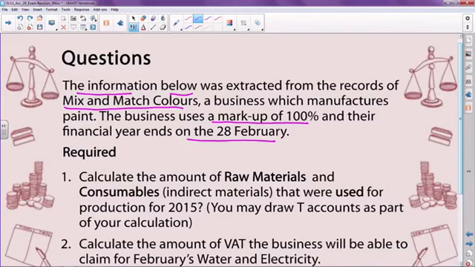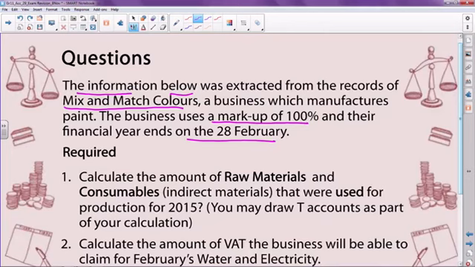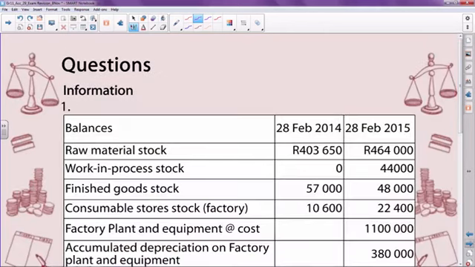Okay, so guys, very, very important. In the information that I've just read out, they've given me markup as well as the financial year end. So remember, when you are reading through your exam paper, and this is absolutely important, while reading, use your pen or your highlighter and highlight the necessary or the important information. Right, so I'm not going to look at the required just yet, but let's go to the information.